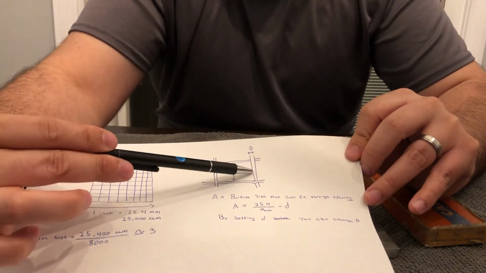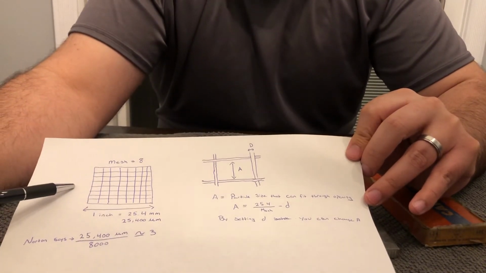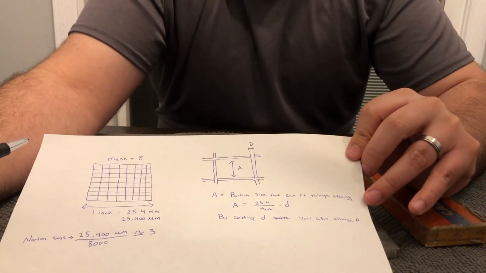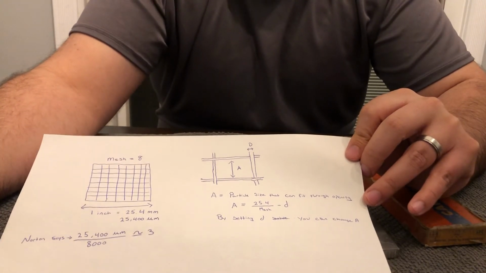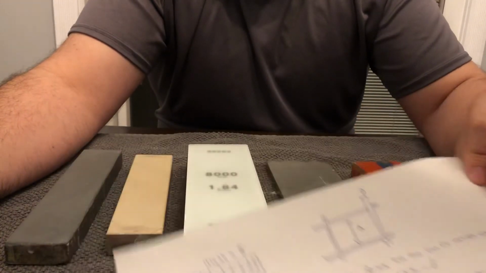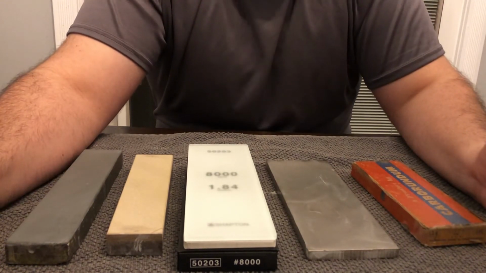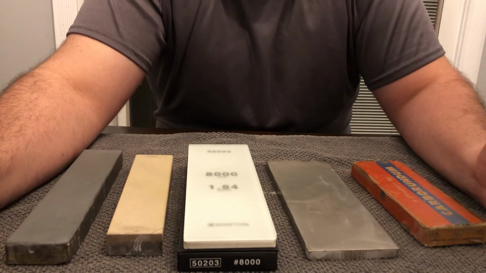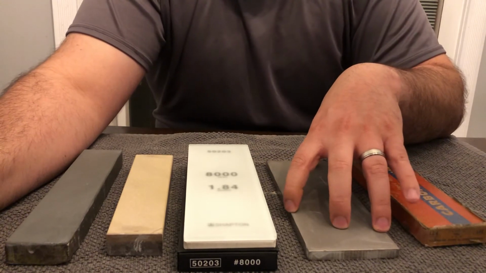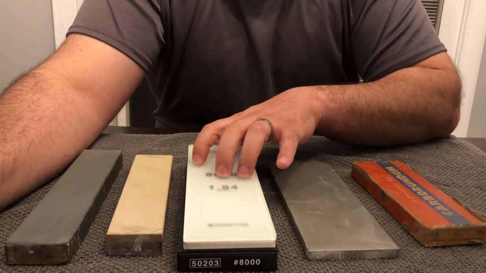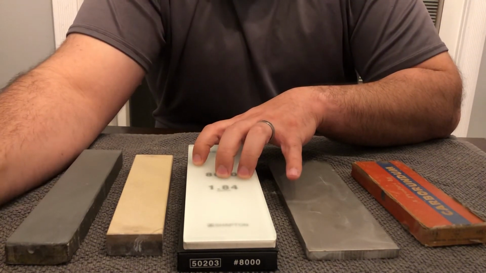So based on how you apply the standard is how you can claim different sizes of particles and still have the same mesh value assigned to them. And JIS says, yes, that's acceptable. So that's kind of a short video on why Norton and DMT assign different particle sizes versus Shapton under the same standard, and it's acceptable.